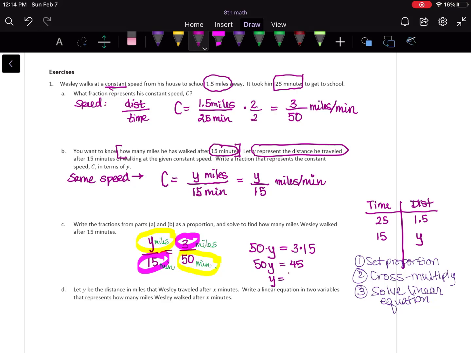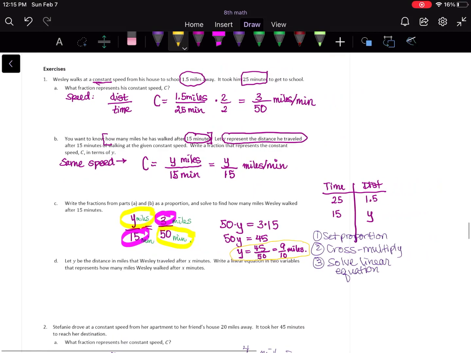To solve this equation, I'm going to take y and set that equal to 45 divided by 50, which I can reduce to the fraction 9/10 miles.